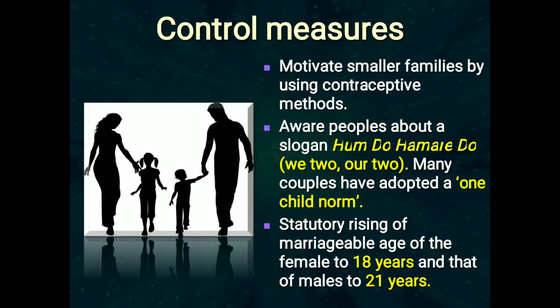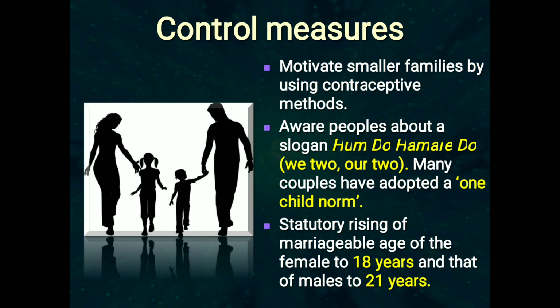Next, what are the control measures? How are we going to control this population explosion? The first point is to motivate smaller families by using contraceptive methods. Contraception is the process of avoiding unwanted pregnancy, that we call contraception. It is a method performed to avoid unwanted pregnancy. Pregnancy is good, but unwanted pregnancy leads to population explosion, and there we should properly control it, that is the birth control process.